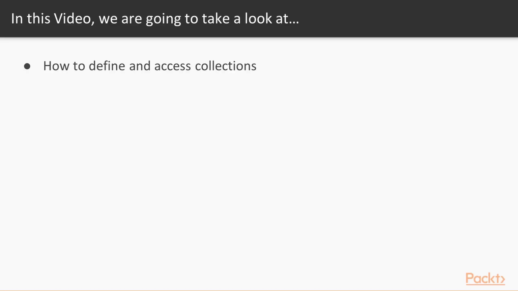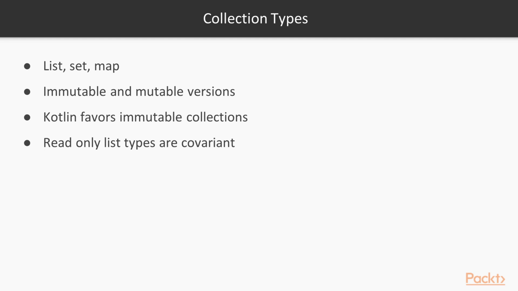In this video, we'll look at how to define and access collections. We will create instances of list, set, and map, both immutable and mutable versions. Kotlin really favors immutable collections, which is evident by the names given to the functions used to create these collection objects. You should also know that read-only list types are covariant, which you'll see in a second.